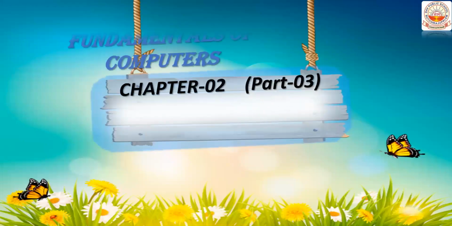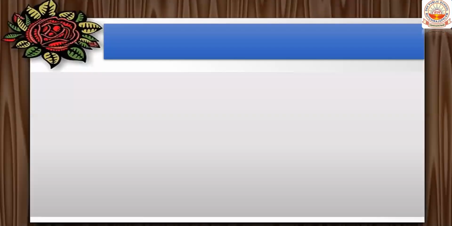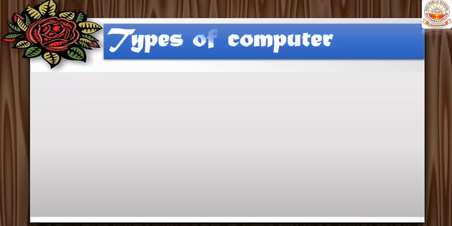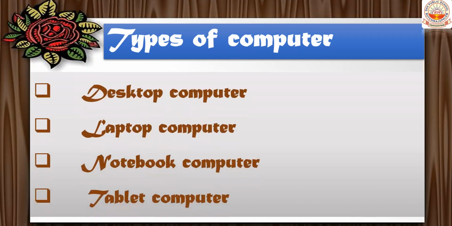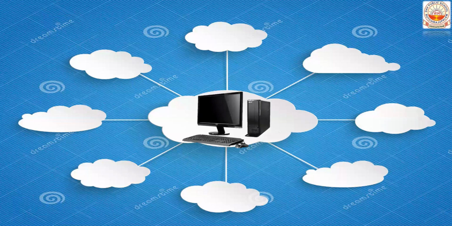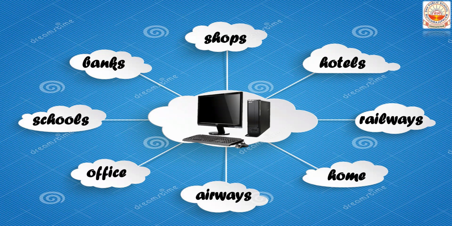Today, we will continue the remaining part of the lesson, Fundamentals of Computers, Part 3. In the previous video classes, you have learned about the different types of computers, isn't it, children? Desktop computer, laptop computer, notebook computer, and a tablet computer. And also, you have learned how computers are used in different fields, like shops, hotels, railways, home, airways, office, schools, and banks. Isn't it, children? So today, we will learn about the features of computer.